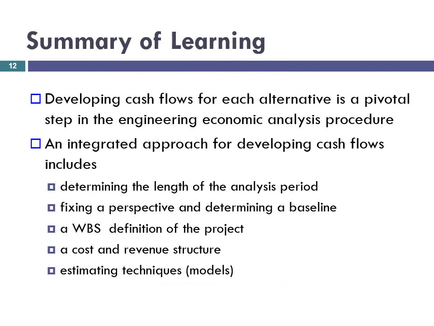So let's summarize what we have learned in this chapter. This is the end of the chapter. We will not cover the rest of the material in this chapter. What we have learned is that we develop cash flows for each alternative, so we can compare alternatives with each other. For each of these alternatives, we need to have cash flows. But since these cash flows will occur in the future, we don't know what will happen. There are a lot of uncertainties, but we need to develop these cash flows, and it is very important. It's a pivotal step in the engineering economic analysis procedure.